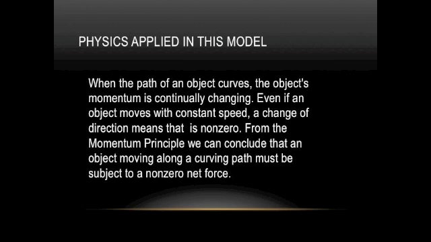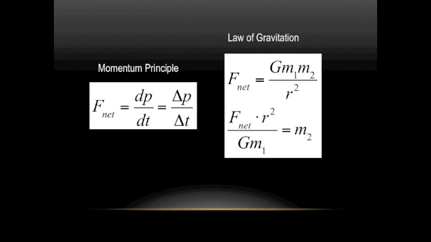We know that when the path of an object curves, like the elliptical path of the star around the black hole, the object's momentum is continually changing. Therefore, the object's net force is continually changing. To determine the net force, we use the momentum principle and eventually the law of gravitation to determine the object's mass. The object in this case is the black hole.